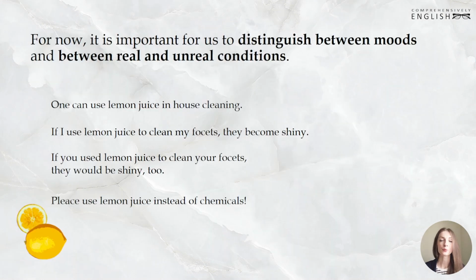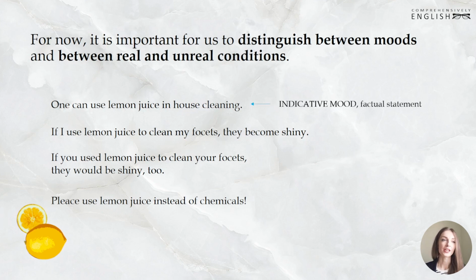For now, it is important for us to distinguish between moods and between real and unreal condition. One can use lemon juice in house cleaning. If I use lemon juice to clean my faucets, they become shiny. If you used lemon juice to clean your faucets, they would be shiny too. Please use lemon juice instead of chemicals.